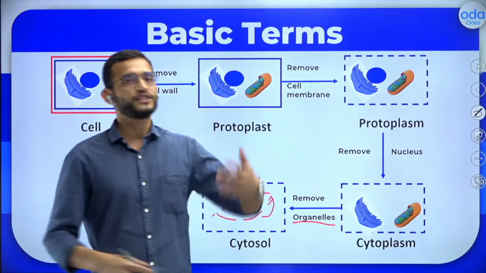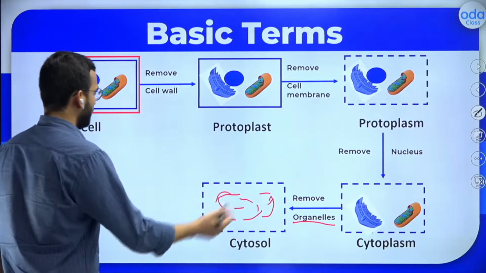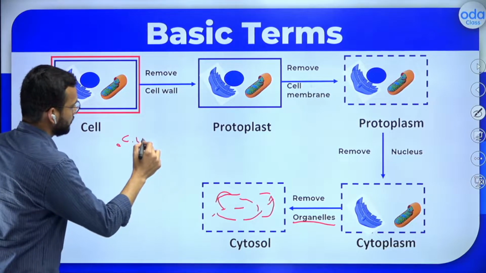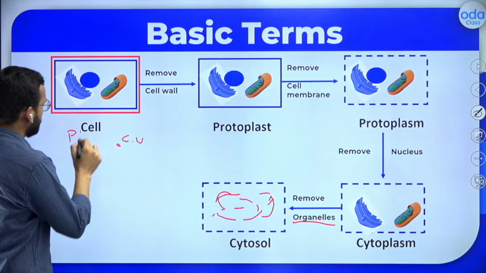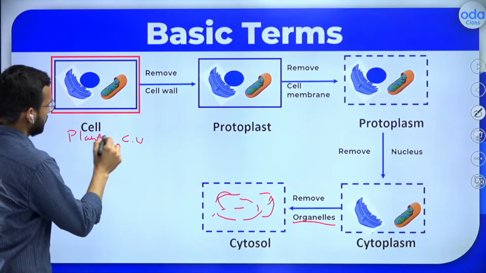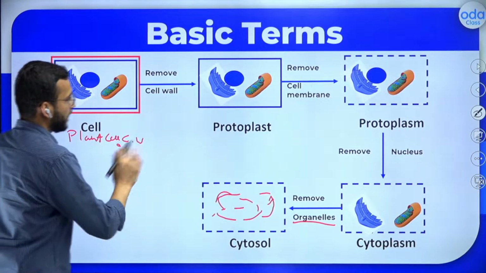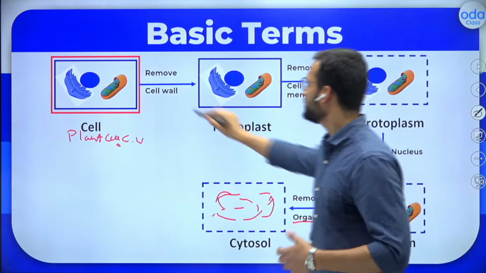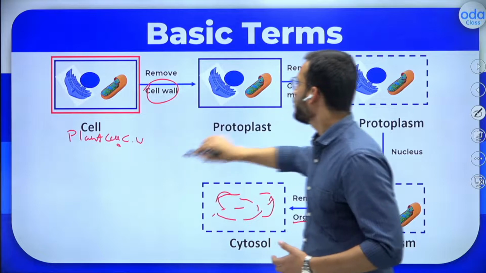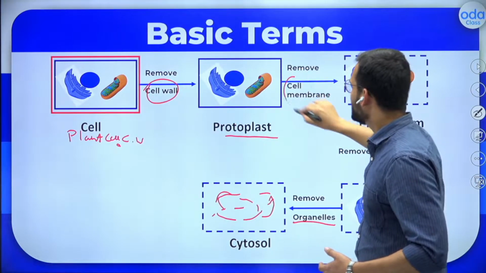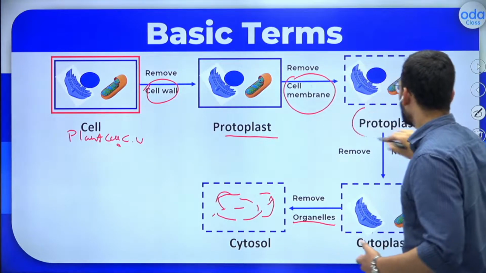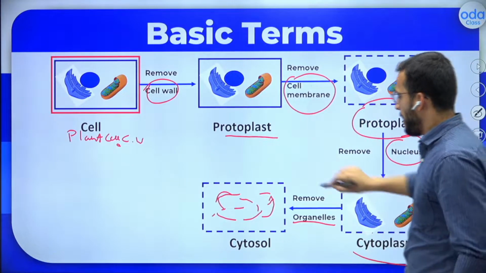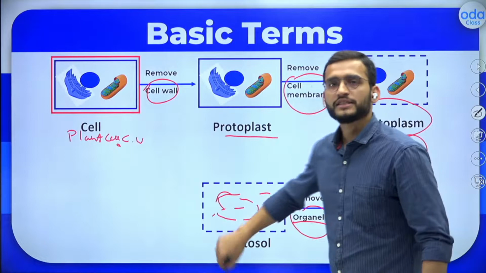Let me just clarify this concept once more. First of all, I have taken a plant cell. What I have done, I have minus the cell wall from it. If I have minus the cell wall out of it, what do I have? Protoplast. Minus the cell membrane, I have the protoplasm. Minus the nucleus, I have the cytoplasm. Minus the organelles, I have the cytosol.